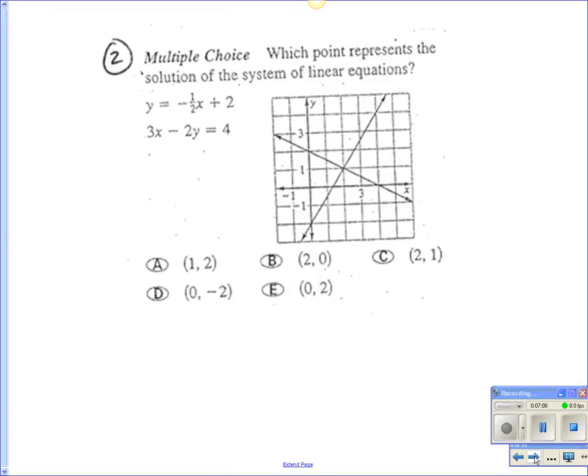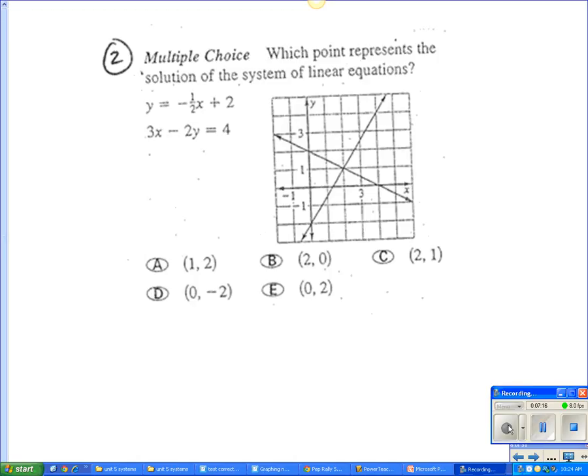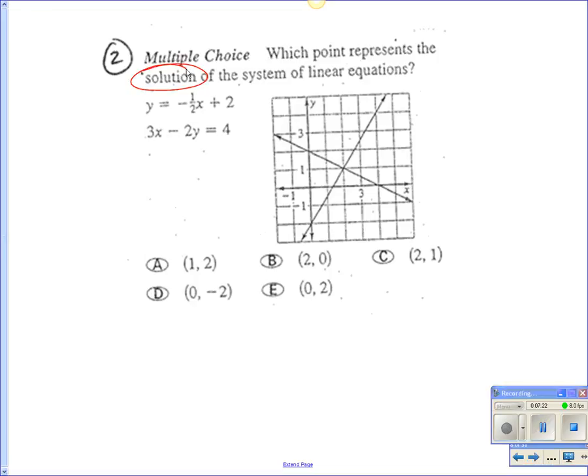Number 2, which point represents the solution of the system of linear equations? On this one, number 2, Lindsay, what's the key word? Solution. Molly, the solution is where they do what? Where's the solution on the graph? Where they cross, where they intersect.